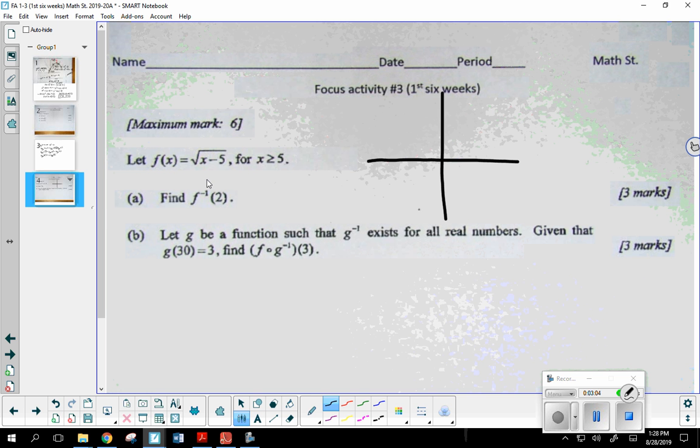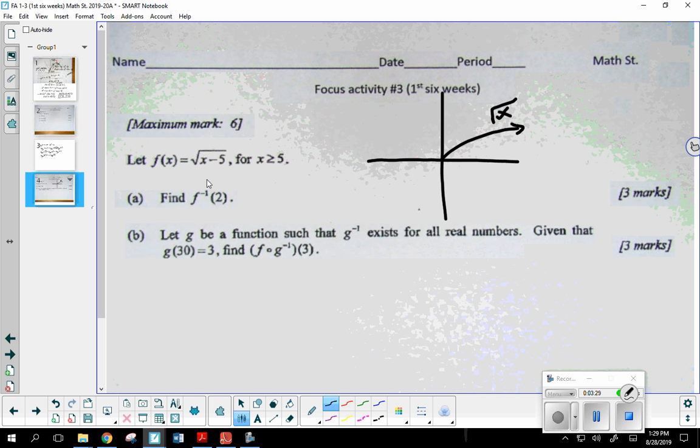What does the radical parent look like to begin with? Some people are motioning with their fingers in the air. It's half a parabola, so something like this. That's going to be the square root of x. Well, think back to your transformations. What would that minus 5 do to it? Move it to the right? A couple people said that, but wait a minute. It says minus. Why would it move it to the right?